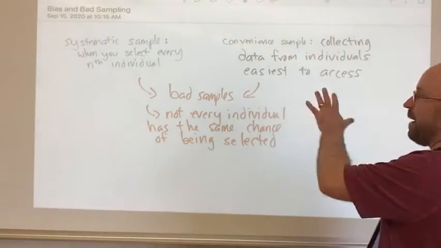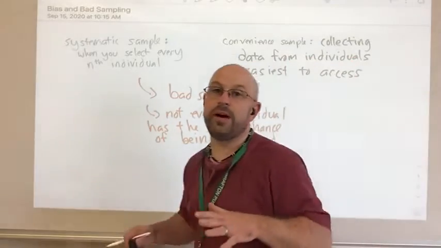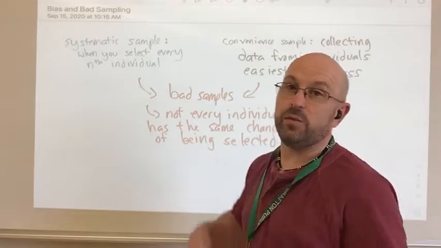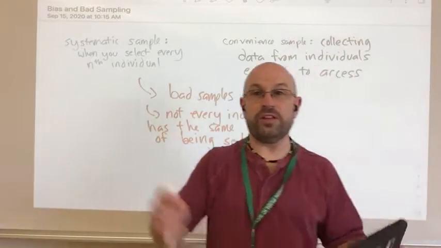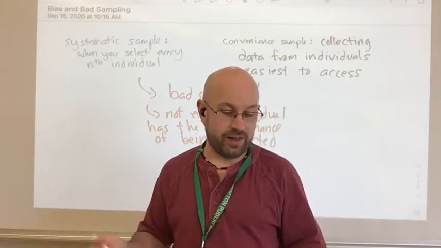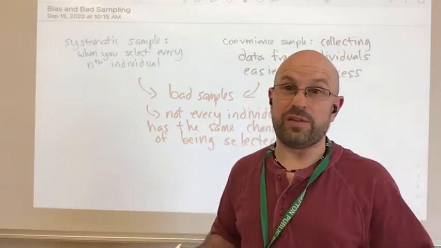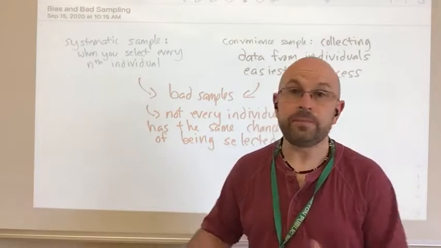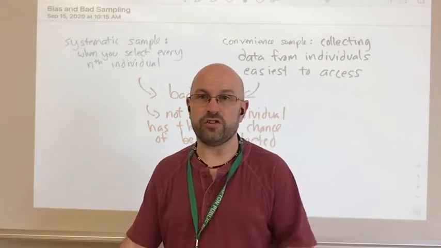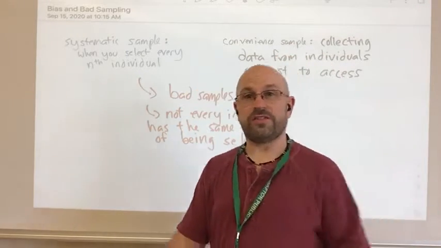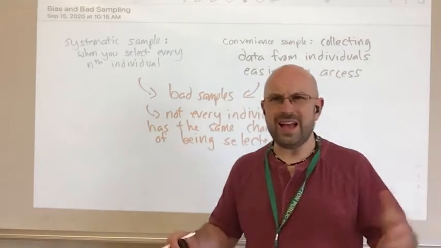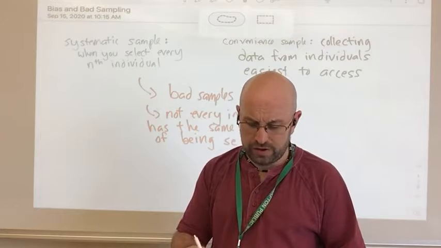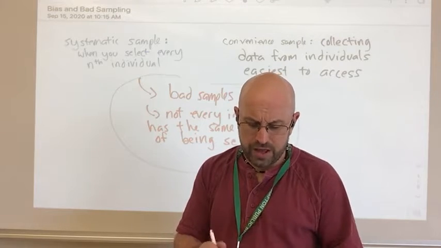So again, these are bad samples. You want to avoid these when possible. Even if there is some randomness involved, they're still bad. You want to give every individual within your population the same chance of being selected, and if possible, every group the same chance of being selected. That's why I generally like simple random samples, but as we talked about in the previous video, stratified samples can be good, cluster samples can be good. But again, these are the bad samples. Avoid these.